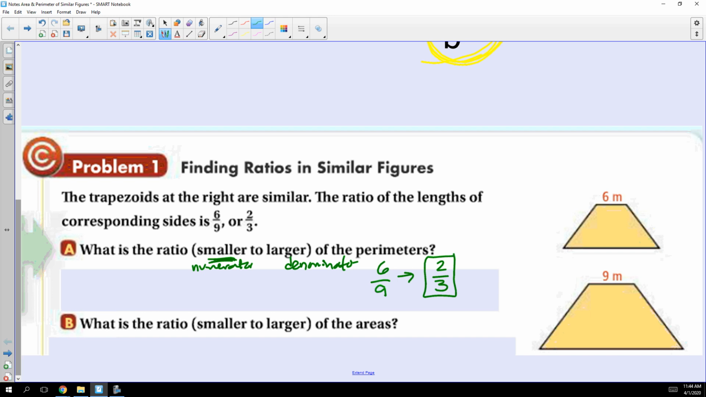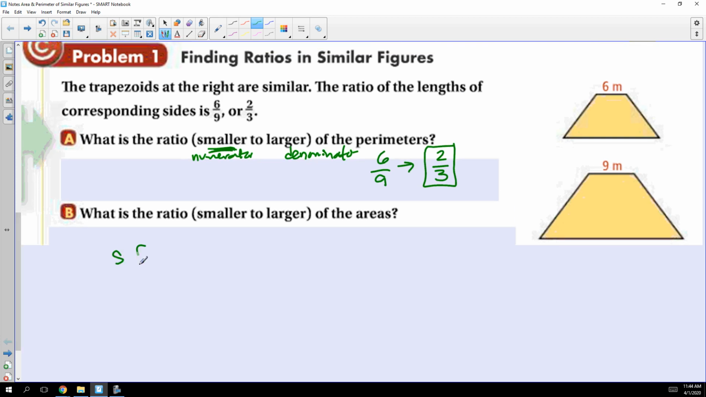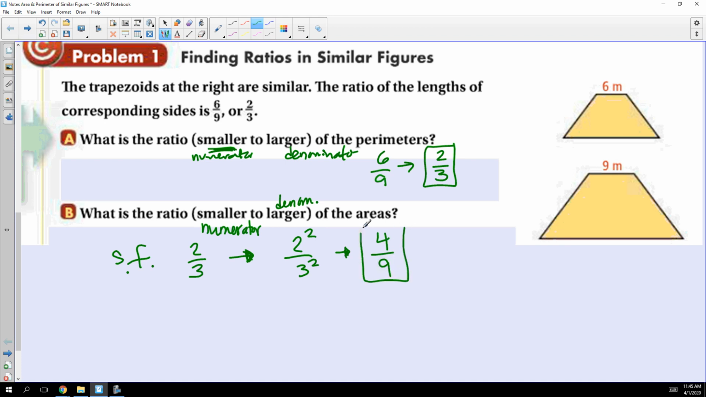However, the ratio of the areas is a little bit different. The scale factor is still just 2 to 3. You don't have to use the 6 and the 9, you can use the 2 to 3. But because we're not actually finding the individual areas right now, we're just talking about the ratio of the areas, we're going to say 2 squared over 3 squared. For the ratio of the areas, smaller to larger, smaller goes in the numerator and larger goes in the denominator. I know you've already done all this, so that's going to be 4 over 9. Got it? That's about as good as it gets. So we'll just practice that on a couple of different problems.